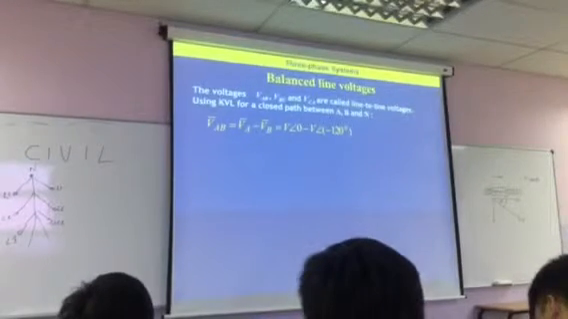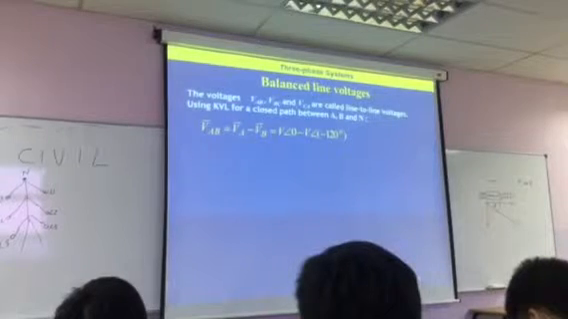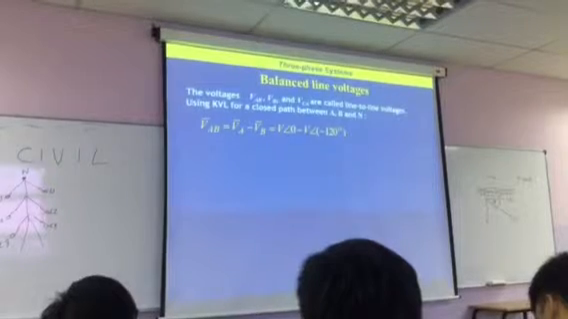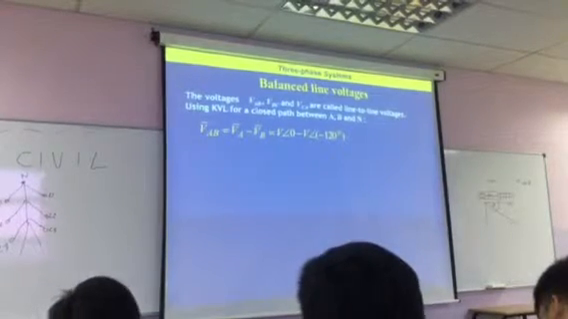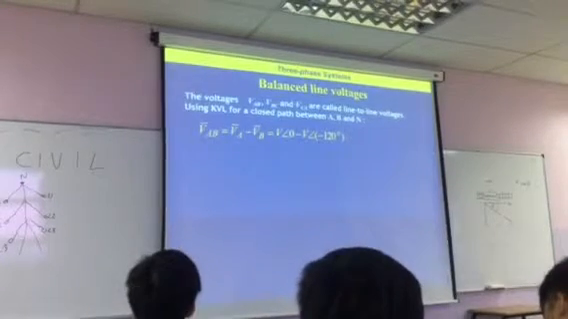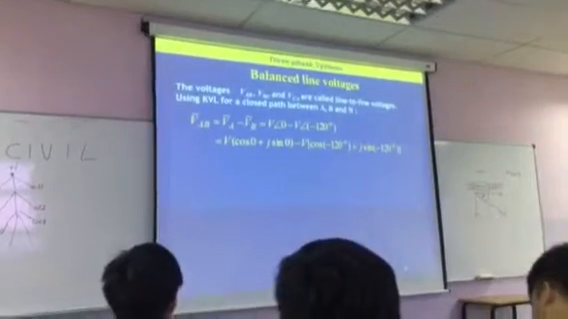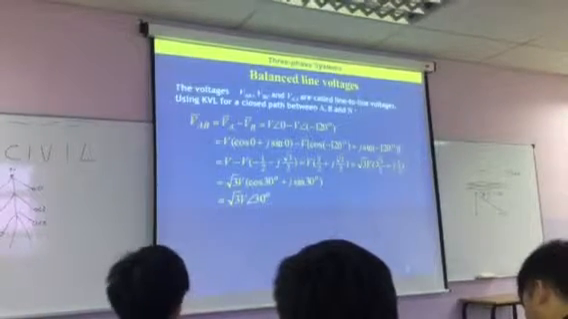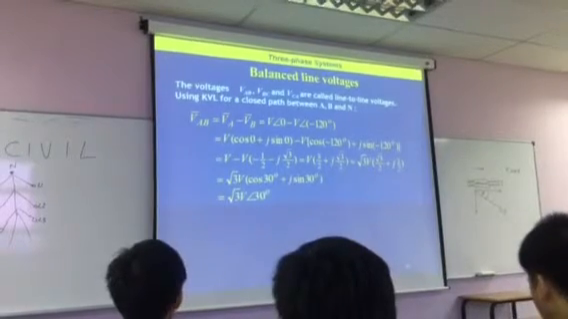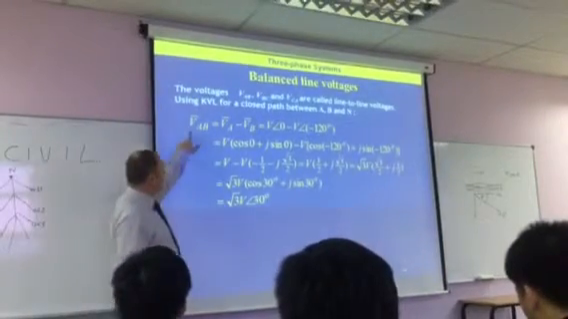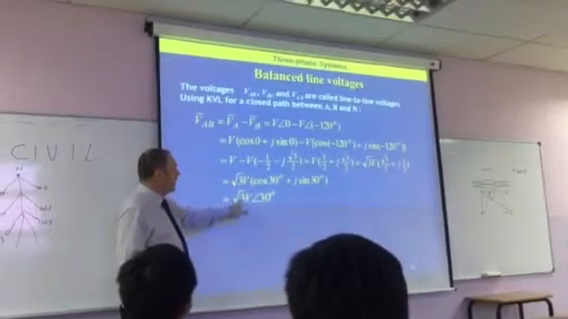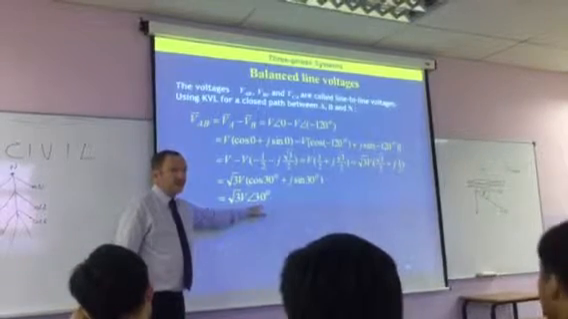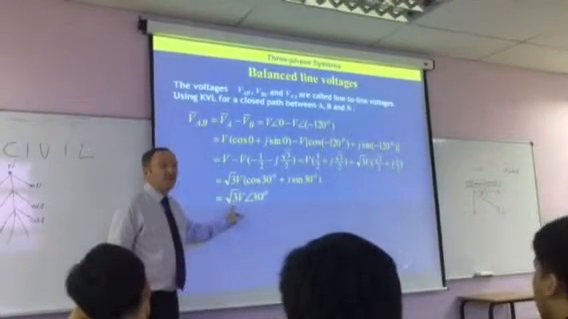Now, the voltages VAB, VBC, and VCA are called line-to-line voltages, as I showed you in the diagram. Using KVL, Kirchhoff's voltage law, and again, here's where I'll rush through this, we can work out that we'll be able to calculate the line voltage between A and B. It comes down to a phase difference of 30 degrees and the famous √3.